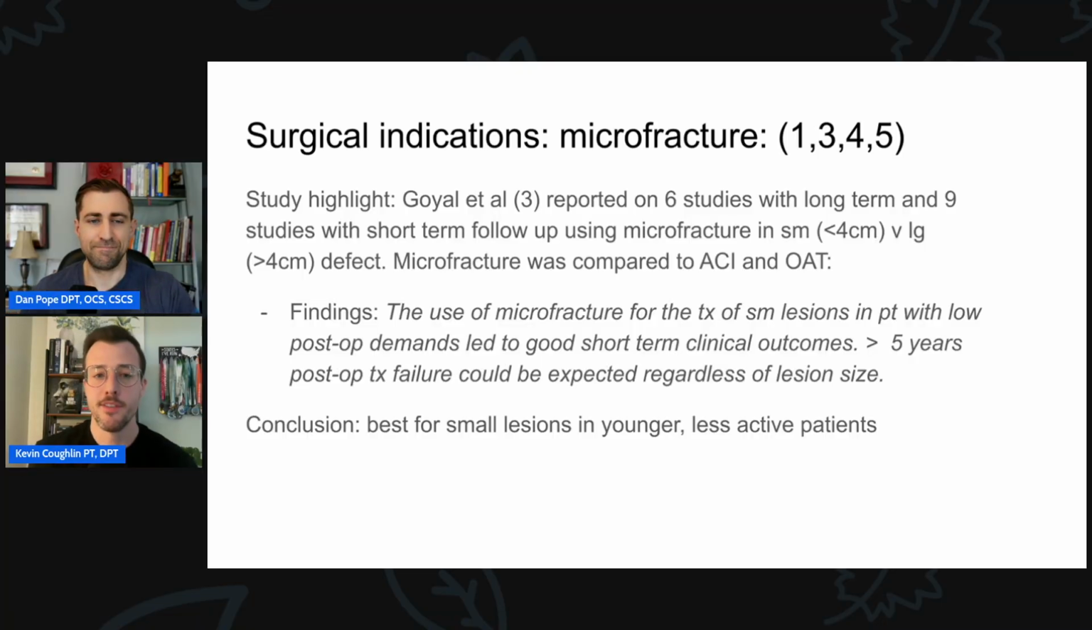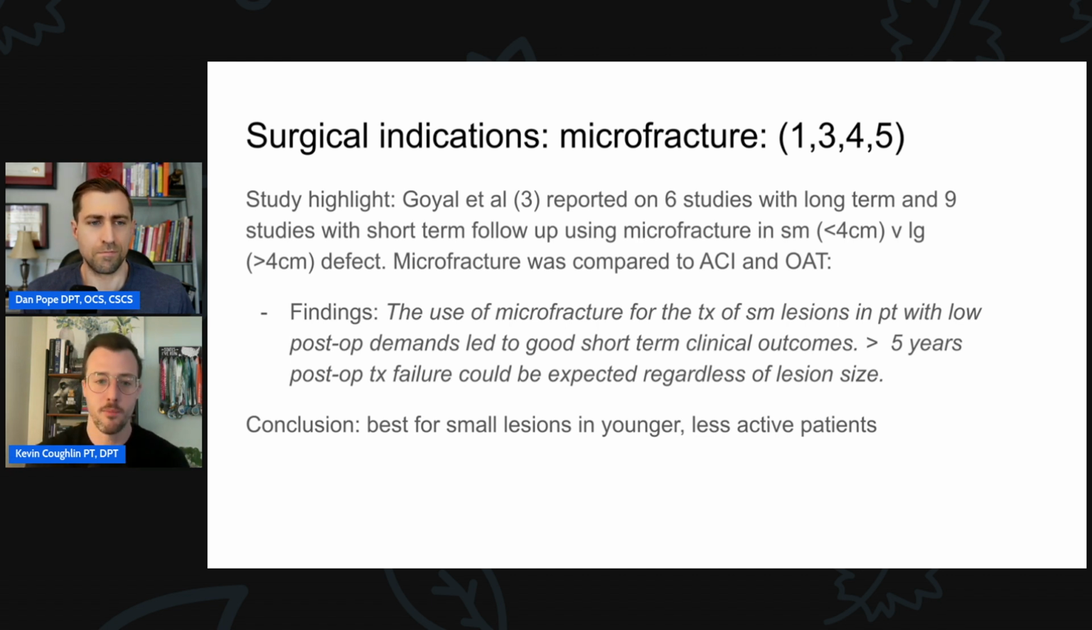Okay, so just continuing here on the microfracture, just a couple studies that were looking into this a little bit more. So Goyle et al. reported on 6 studies with long-term and 9 studies with short-term follow-up using the microfracture. And what they consider small for a defect kind of depends on the paper you're reading. Some of the surgeons call less than 2 centimeters squared small. Some are calling less than 4 centimeters squared small.